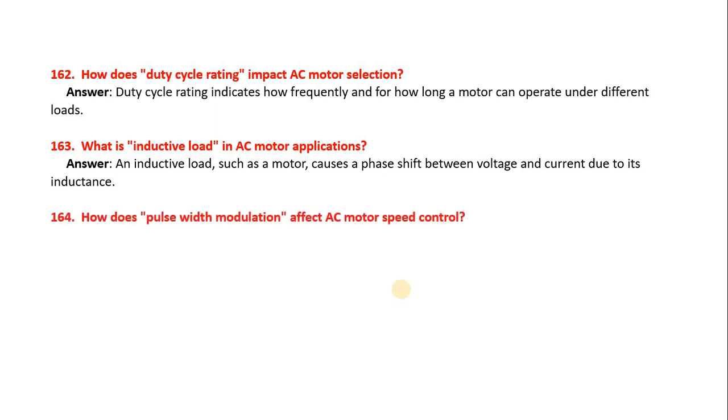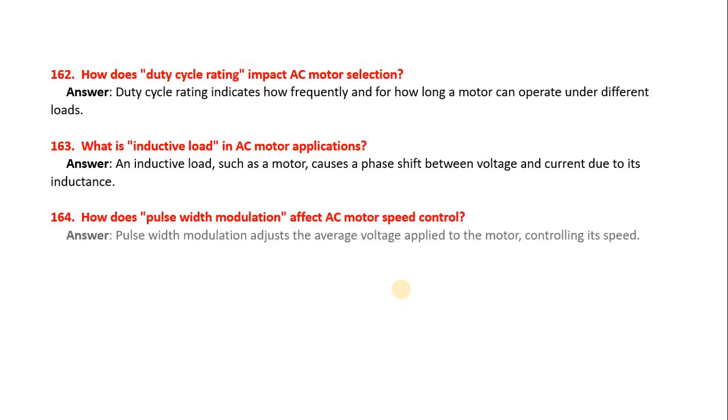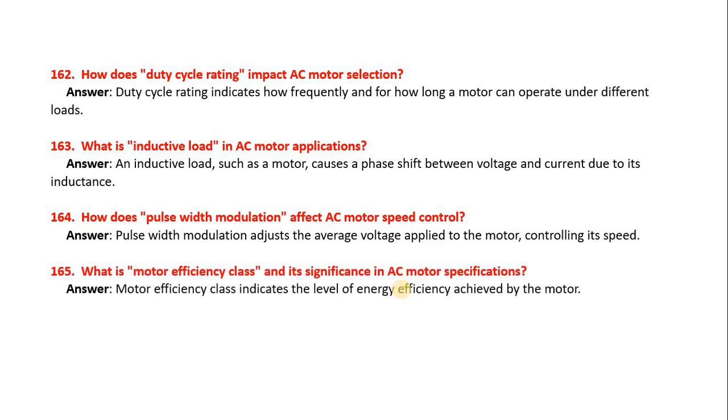How does pulse width modulation affect AC motor speed control? Pulse width modulation adjusts the average voltage applied to the motor, controlling its speed. What is motor efficiency class and its significance in AC motor specification? Motor efficiency class indicates the level of energy efficiency achieved by the motor.